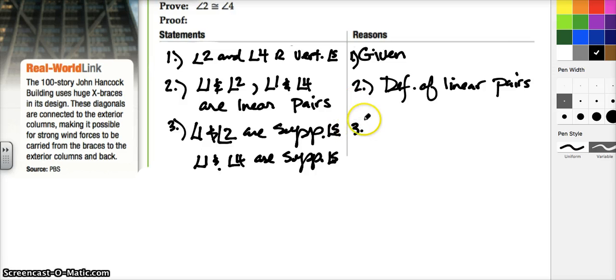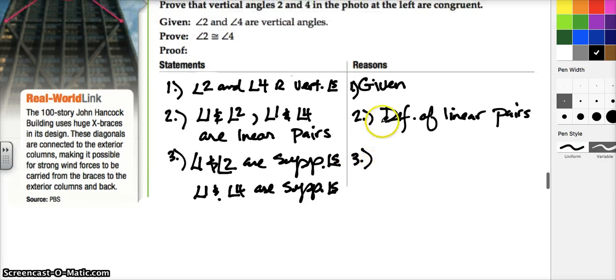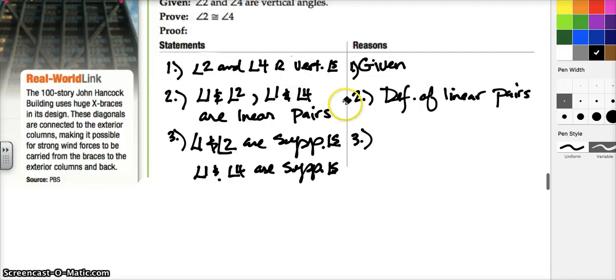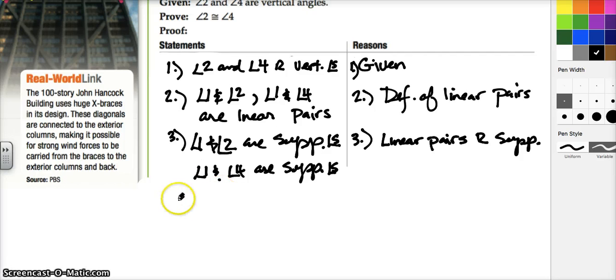All right, and why is that true? Do you remember? That was the postulate over here. It says if you have a linear pair, I'm going to write it this way: linear pairs are supplementary. And that was the postulate that we had earlier. Linear pairs are supplementary. Good. So now that we've got that, I think we're almost home free, because we know something about supplementary angles. We know that supplementary angles have what quality?